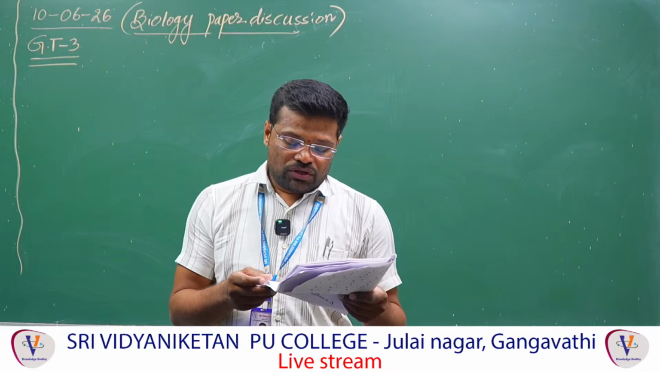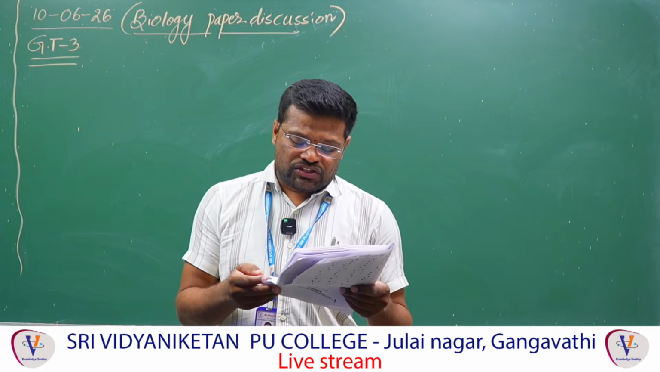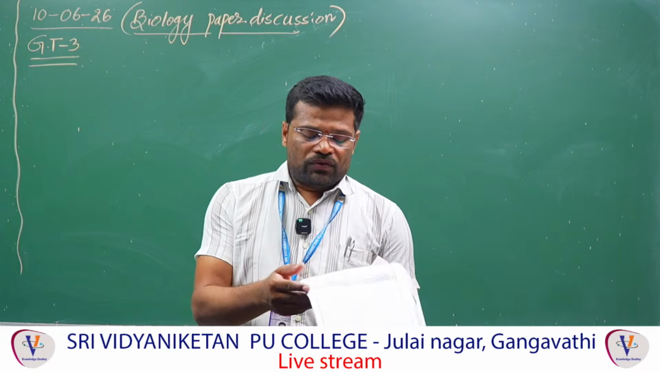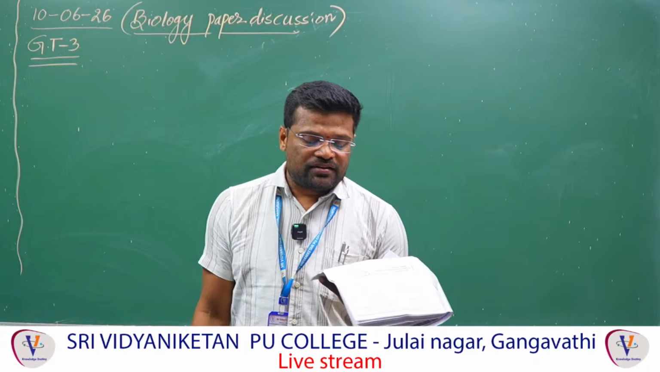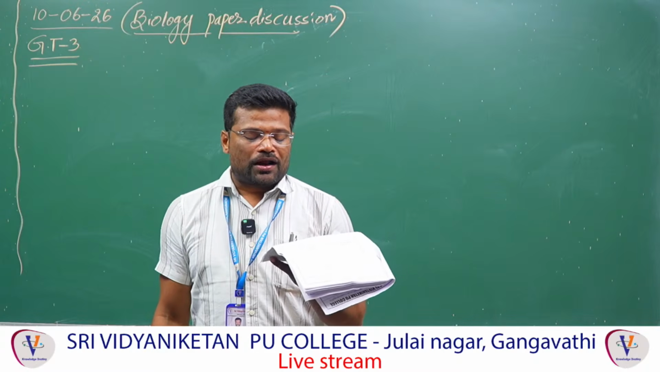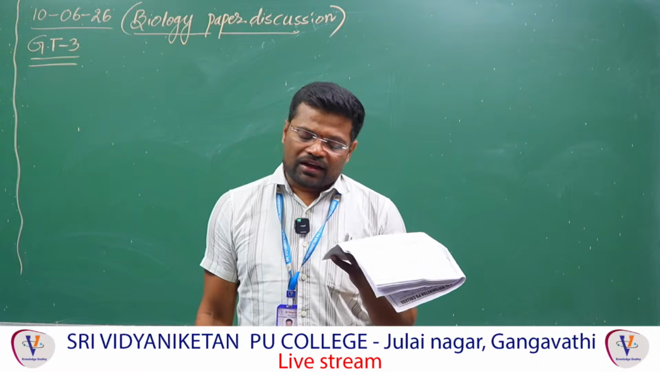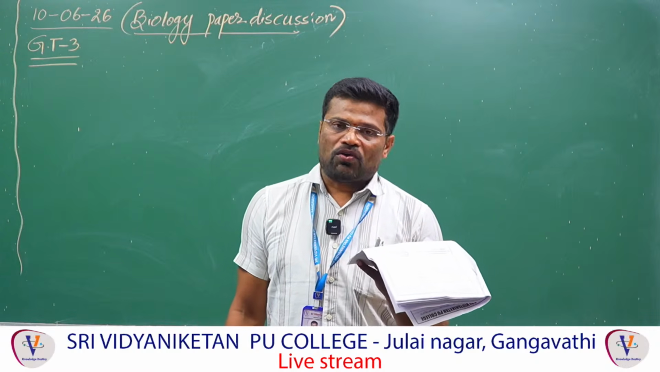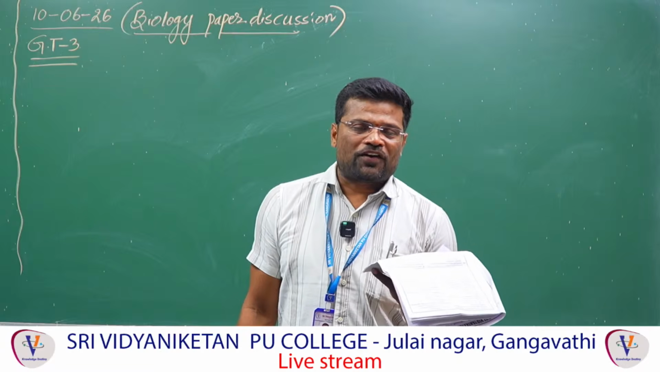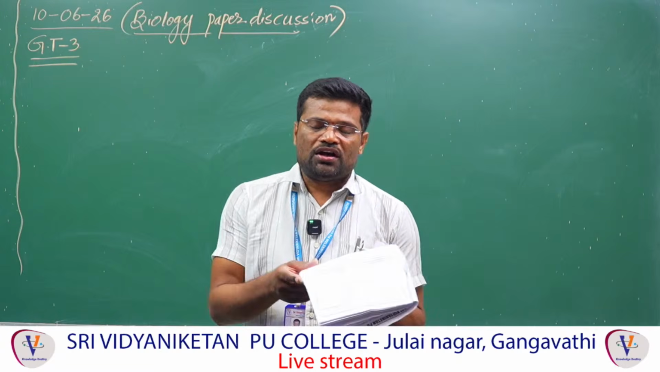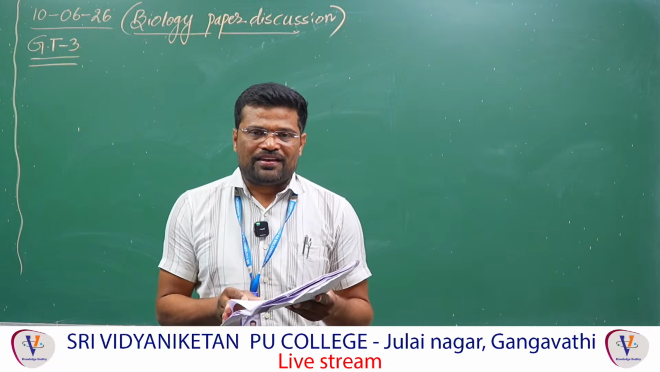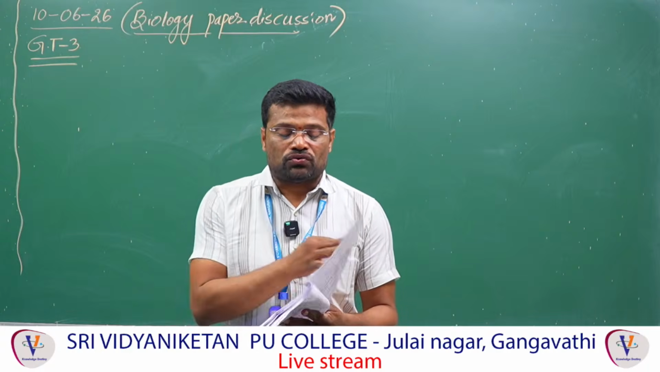Next, choose characteristic features of frog. A, frog is cold-blooded, right? B, presence of corpora bigemina in midbrain, right? C, presence of cloaca, right? D, frogs perform hibernation and estivation. All are correct. A, B, C and D are correct. Answer is 2.